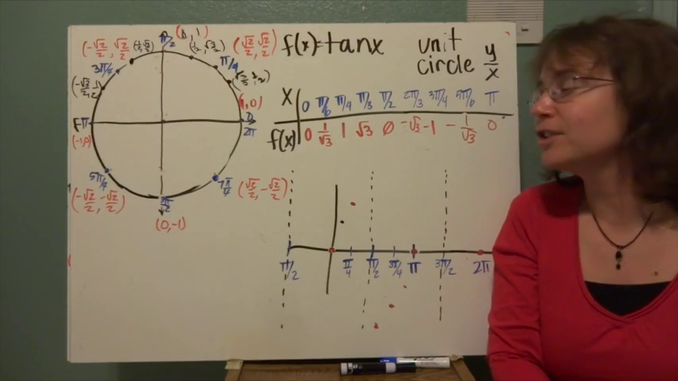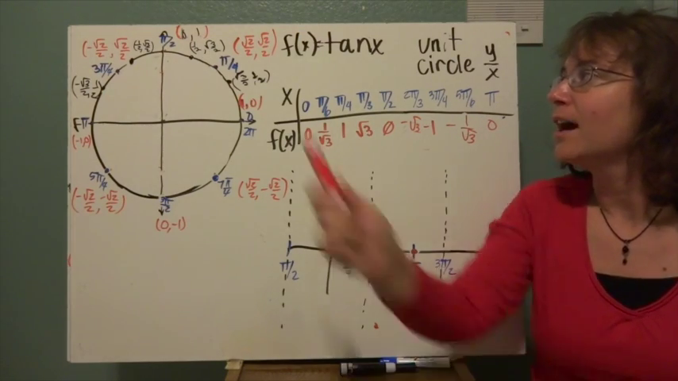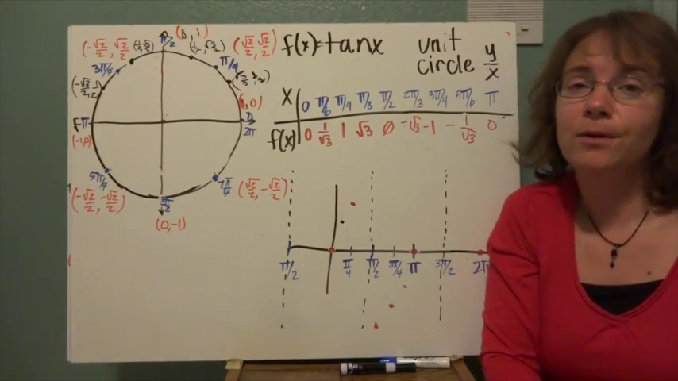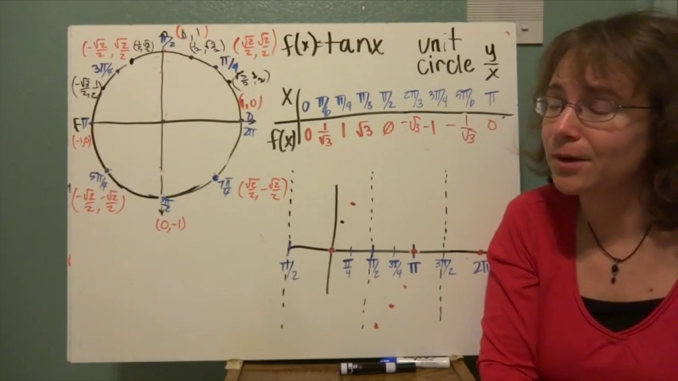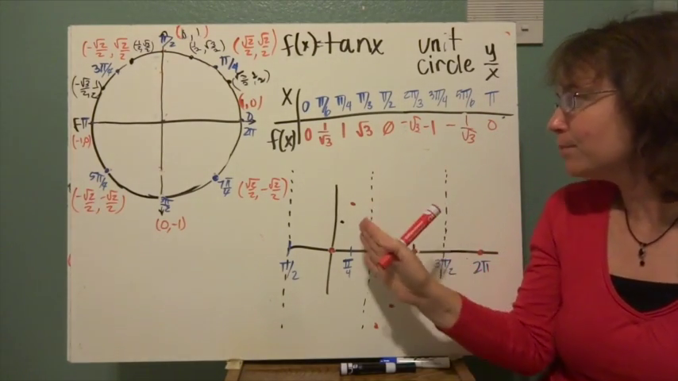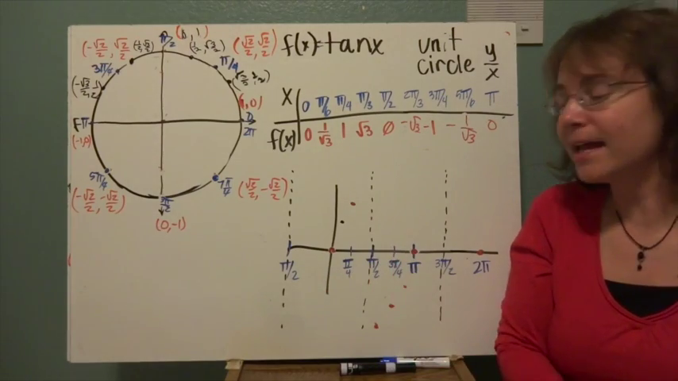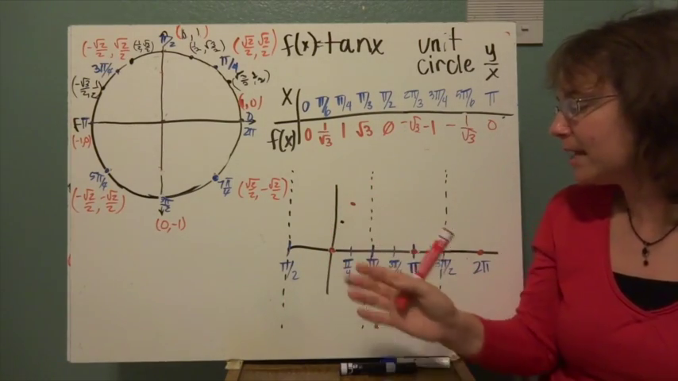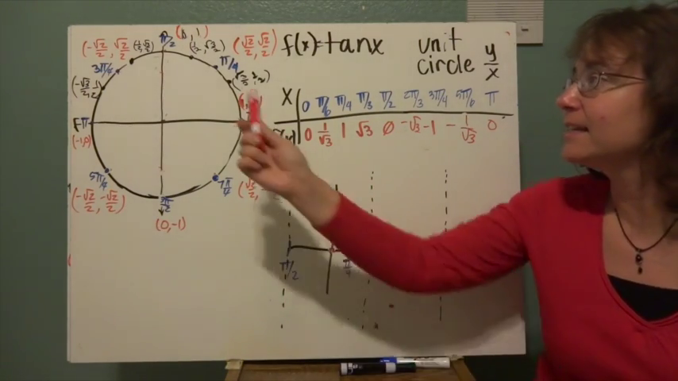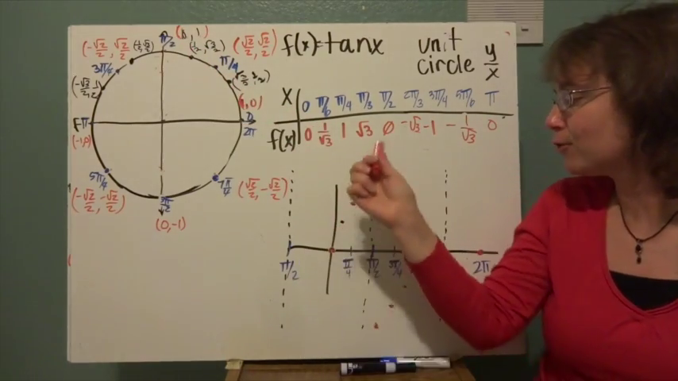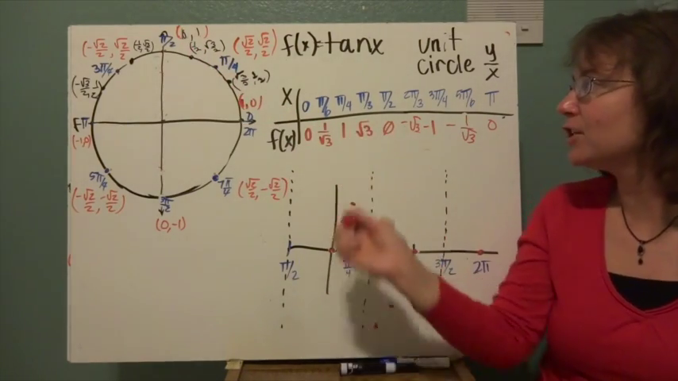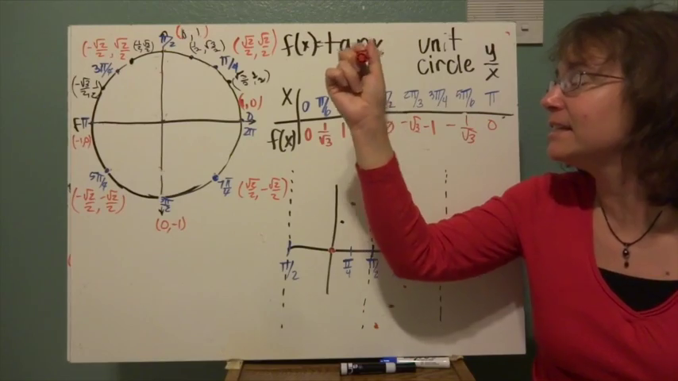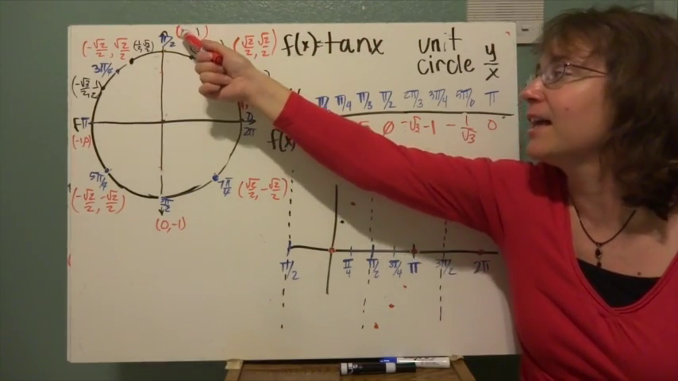Now something really interesting happens at pi over 2. I have 1 over 0. Well, I can't have anything over 0. So at certain places where my x value is 0, I'm going to have places where this can't exist. So right here at pi over 2, my function can't exist because I can't have that 0 in my denominator. I can't get that out there.